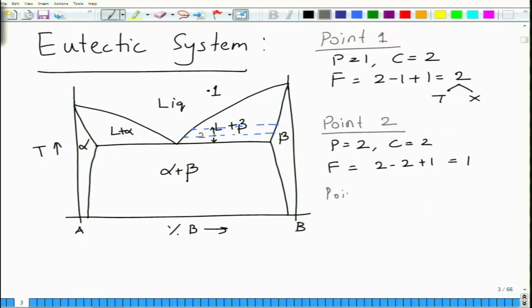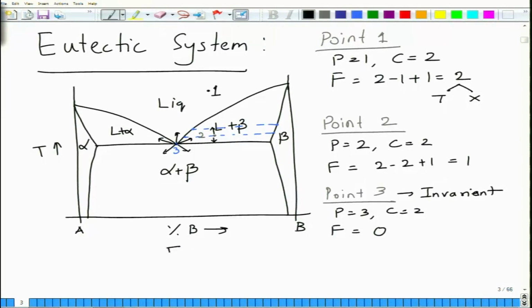Now, you come to point 3, which let us say we define as this point, and this is a point at which you have liquid, alpha, beta coexisting, which means P is equal to 3, C is equal to 2, and F becomes equal to 0. Which means the moment you move away from this point, whether you go in this direction or in this direction or in this direction, you will reach a one phase or two phase equilibrium, which means you have no degree of freedom. So, this point is called an invariant point.